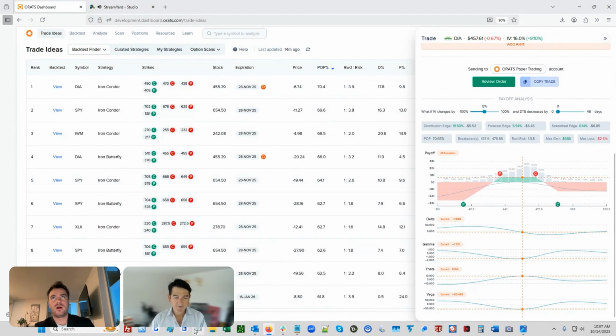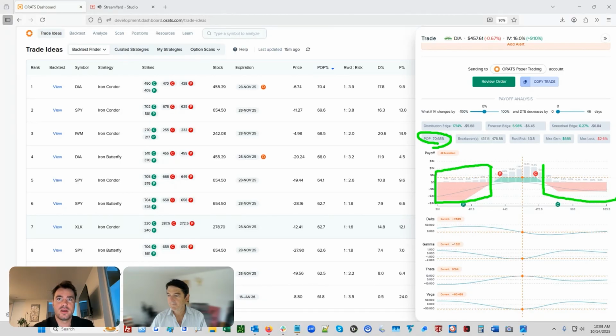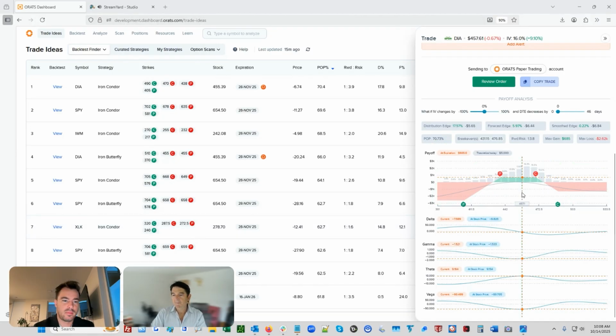One quick thing to note on the distribution percent is that it doesn't include earnings. So if you have a stock that has earnings coming up, it's not factoring in historical earnings moves. On the contrary, the F%, the forecast edge, does take into account upcoming earnings with the implied earnings effect.